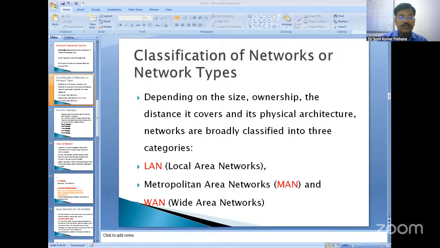Let us look at the wide area network. A WAN spans a larger geographical area, more than 10 kilometers. WANs spread over a city, district, or country and are connected through public networks like the telephone system. They are also connected through satellites. The internet can be considered the largest WAN in the world. That is possible with satellites.